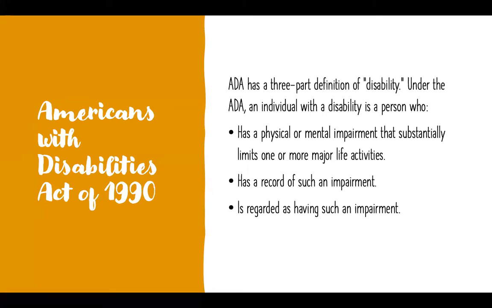Second part, has a record of such an impairment. Third part is regarded as having such an impairment. This definition is based on the Rehabilitation Act, and it reflects very specific types of discrimination experienced by people with disabilities. Again, strike the term impairment. Next slide, please.